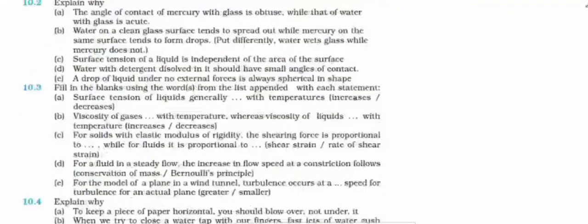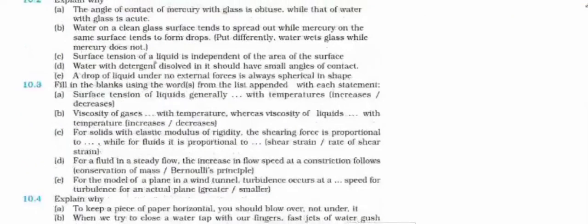Then next, part C, surface tension of a liquid is independent of the area of the surface. You know, the surface tension formula is S is equal to F divided by 2L. Surface tension is the force per unit length, not the force per unit area. That is the reason it is independent of area.